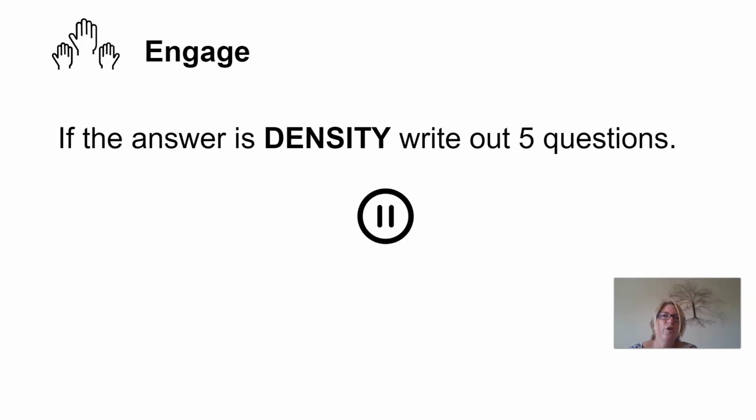I would like you to engage in today's lesson, and this is an interesting thinking activity for you to do. I am going to tell you that the answer is density, and I want to see if you can write out 5 questions whereby the answer for those 5 questions is density. So pause the video now and spend about 1 to 2 minutes thinking up 5 questions where the answer is density.